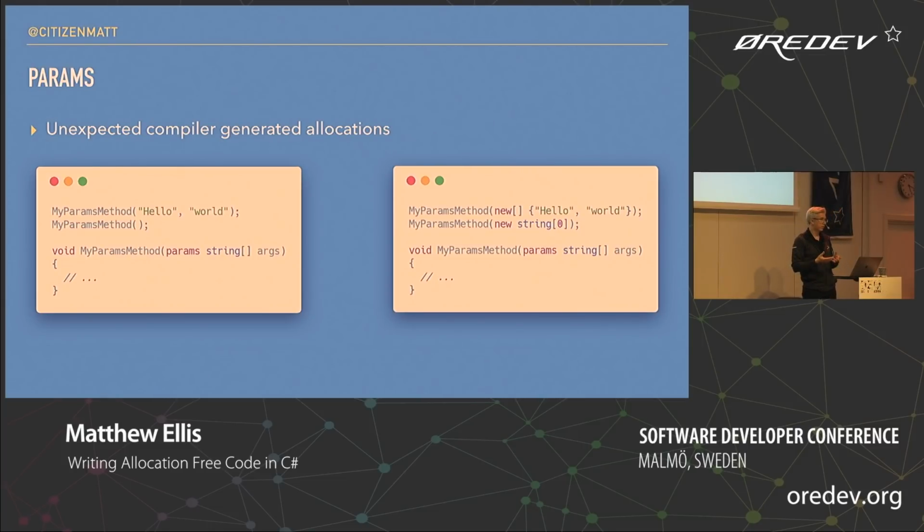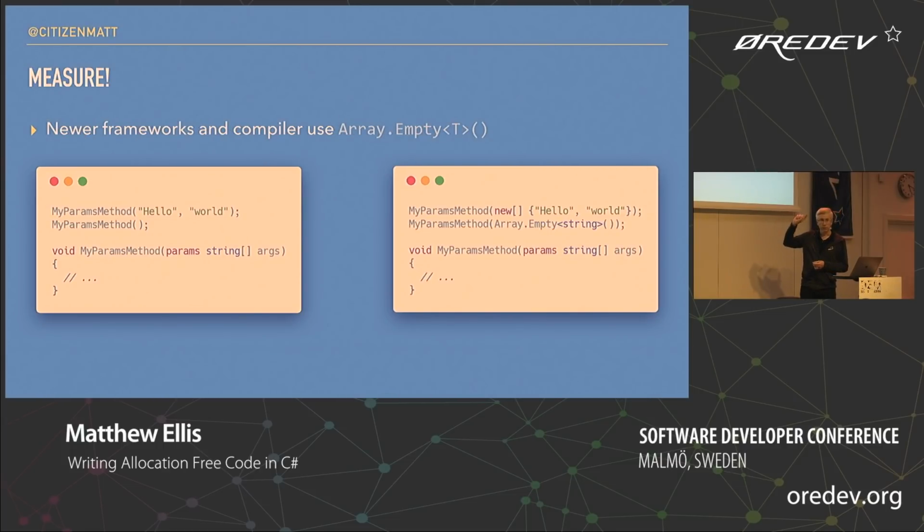And what's even more interesting is when you have an empty method call, it still generates an array for you. And it generates an empty array. And it'll allocate that every time you call it. So you need to be aware of these kinds of things when it's happening.